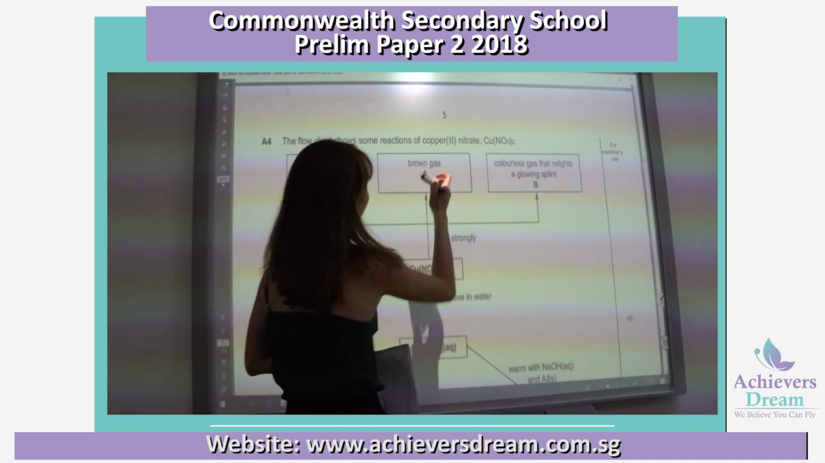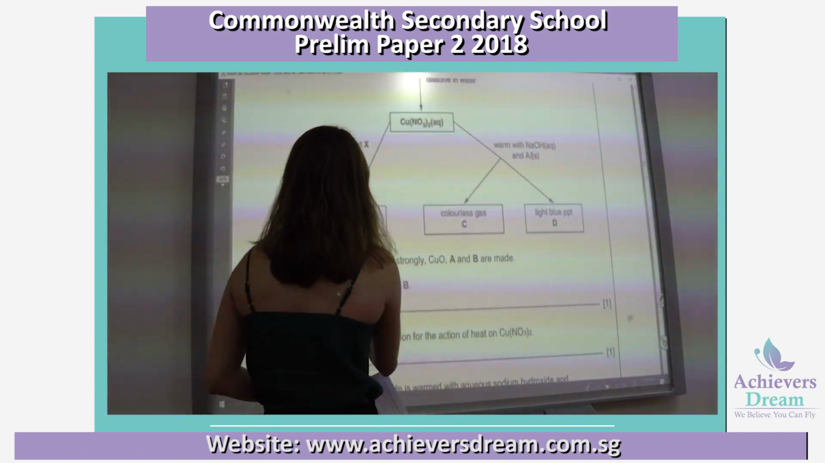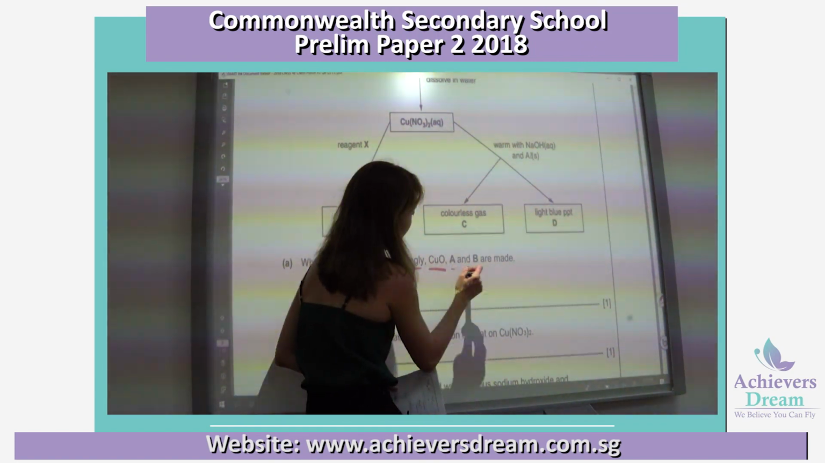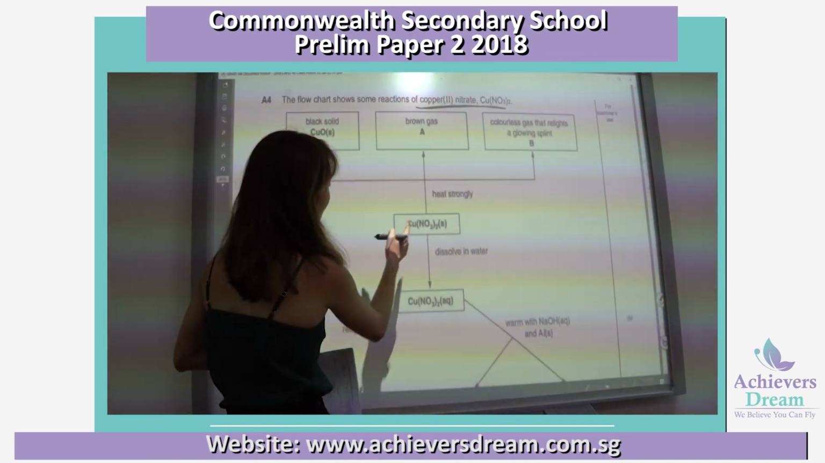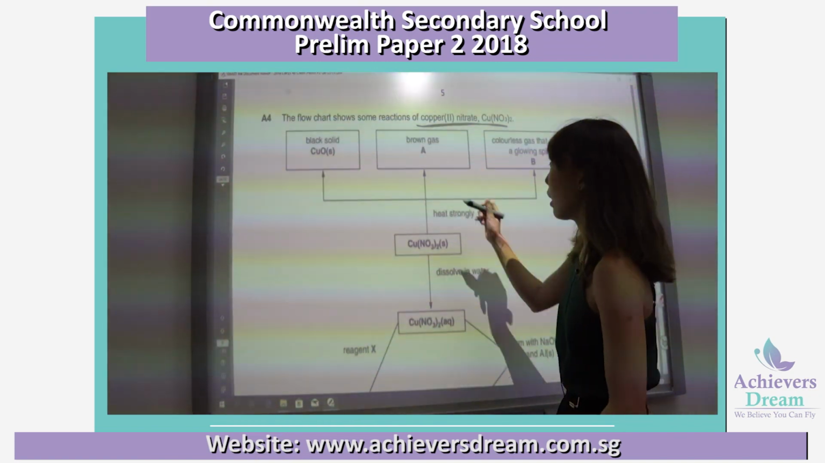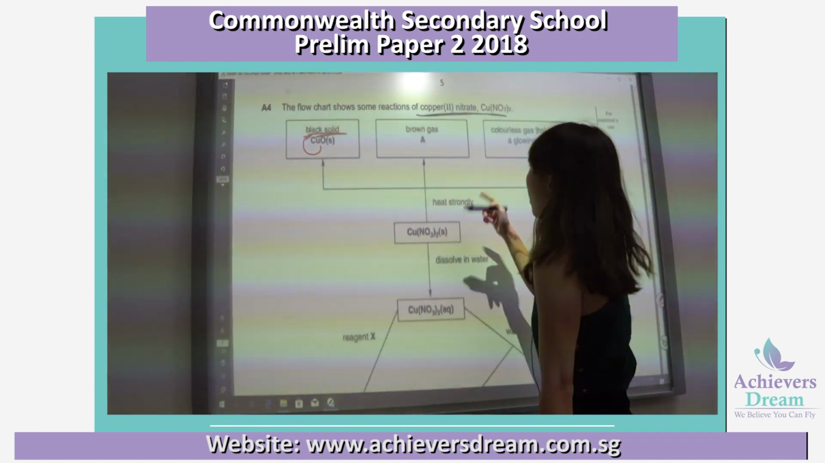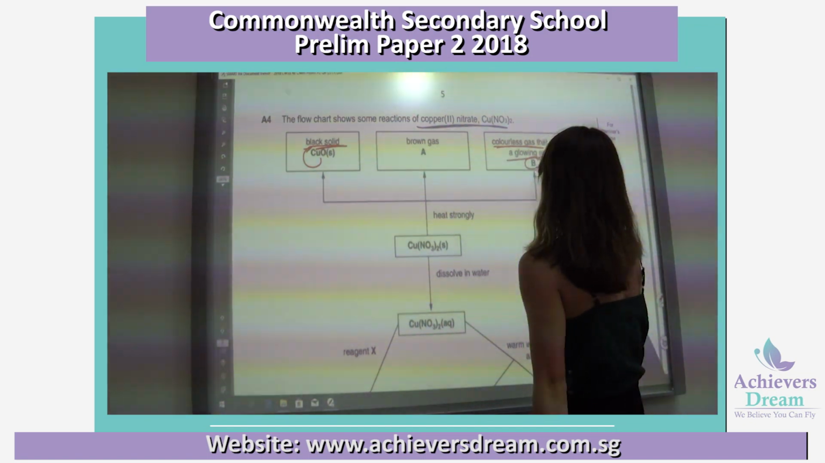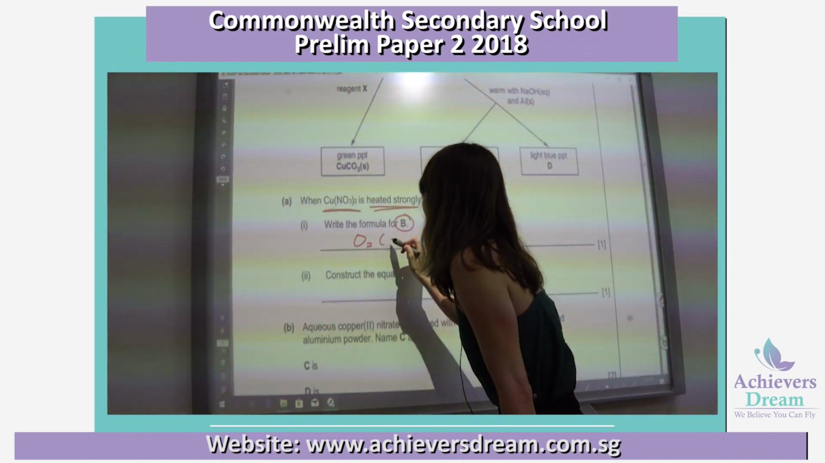The flowchart shows some reactions of copper(II) nitrate, Cu(NO3)2. This is the flowchart. Let's look at part A. When copper(II) nitrate is heated strongly, copper oxide, A and B are made, and they ask you to write the formula for B. Looking at the flowchart, copper(II) nitrate upon heating strongly gives a black solid. Remember, copper oxide is always black, not blue. Then there's a brown gas and also gas B. Gas B is a colorless gas that relights a glowing splint. Immediately we know this is oxygen, the test for oxygen gas. So the formula for B will be O2.